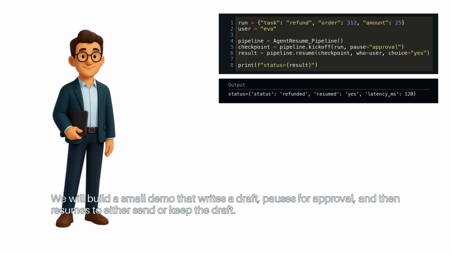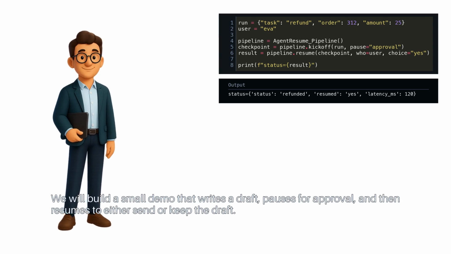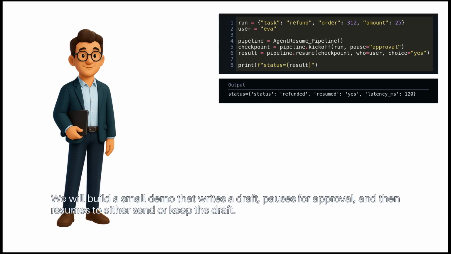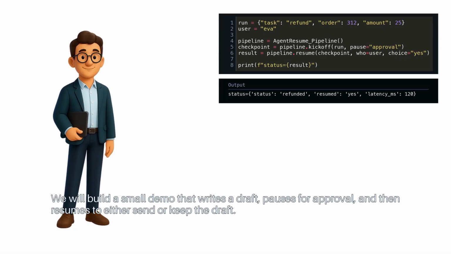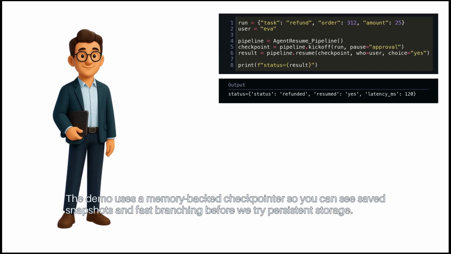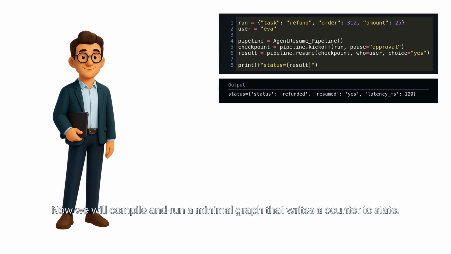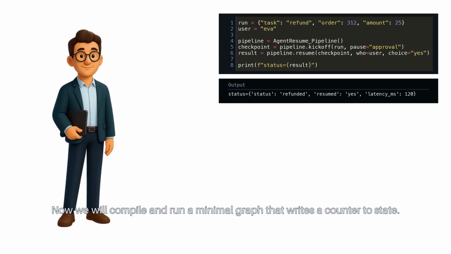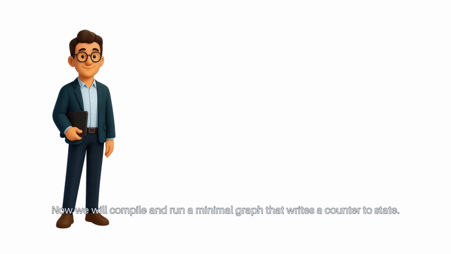We will build a small demo that writes a draft, pauses for approval, and then resumes to either send or keep the draft. The demo uses a memory-backed checkpointer, so you can see saved snapshots and fast branching before we try persistent storage. Now, we will compile and run a minimal graph that writes a counter to state.